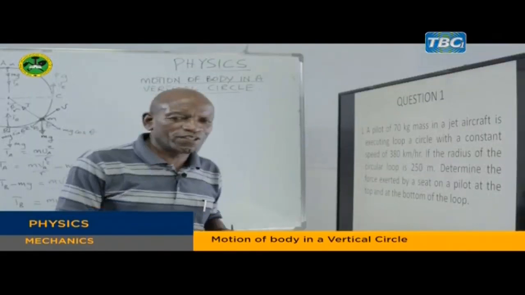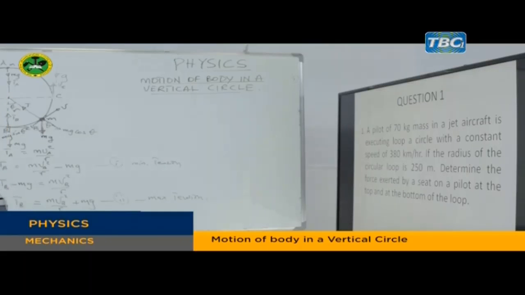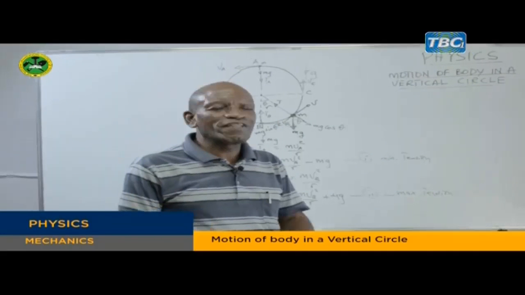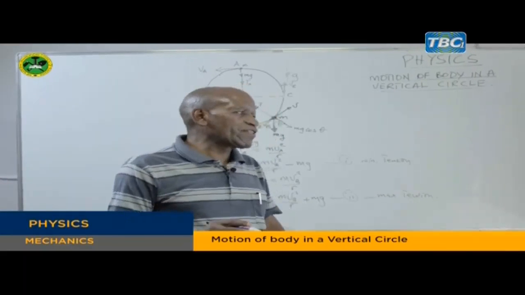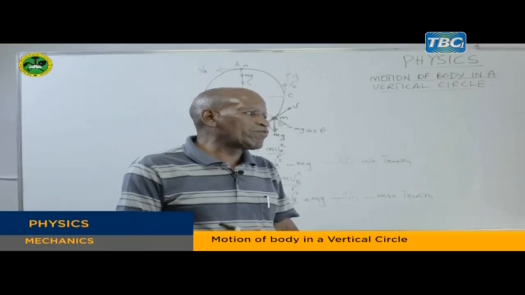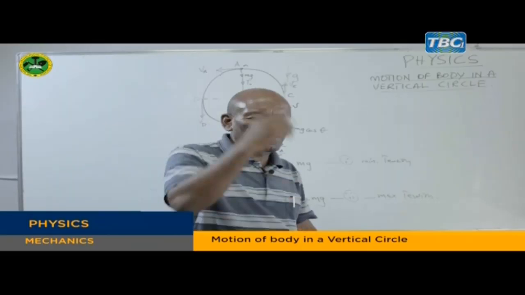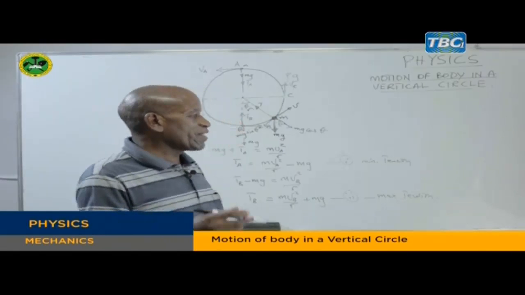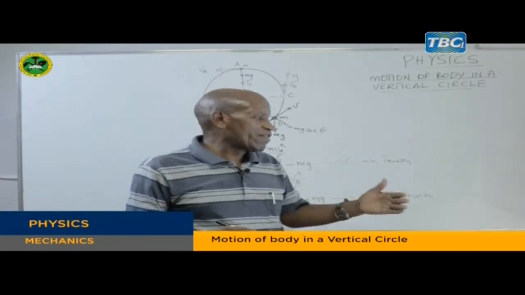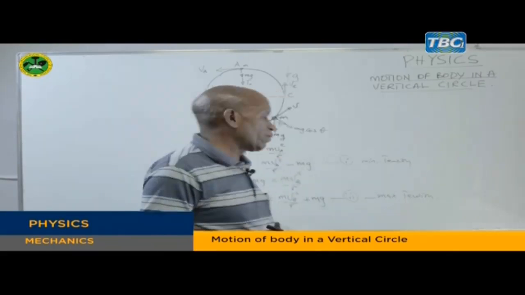This question takes us to what I have already mentioned: we have a pilot of mass 70 kilogram in his jet aircraft, executing a loop of a circle with a constant speed. This is a vertical circle with a constant speed. If the radius of the circular loop is 250 meters, we need to determine the force exerted by the seat on the pilot at the top and at the bottom of the loop.